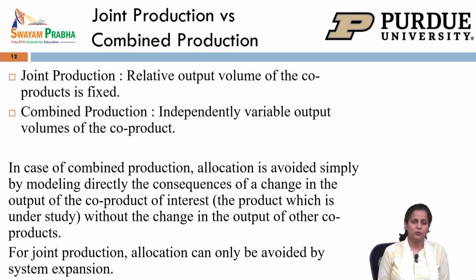Here we do not have to allocate any impact from the production of the oval bag to the other type of bag. However, when we have joint production, we can only avoid allocation by system expansion. In system expansion, we have to identify the amount of product that is being displaced as the co-product is being made. As we see the examples, this will become more clear. But for now, I would like you to remember what joint production is and what combined production is.